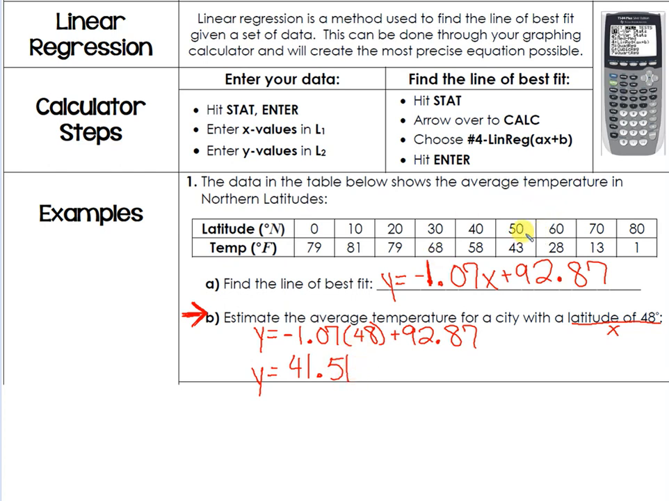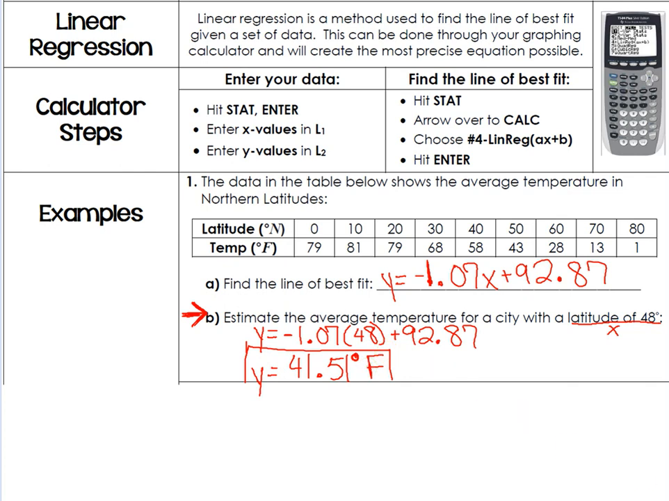If I look at my chart, 48 degrees should be somewhere between 40 and 50. So I would expect it to be somewhere between 58 and 43, or at least super close to that. Remember, this is a scatter plot, so it's not a perfectly straight line, but it's going to be pretty darn close. 41.51, I would say, is definitely close to that 43 mark. If I wanted to put a label on it, because we want to do good habits, our y values are temperature in degrees Fahrenheit.